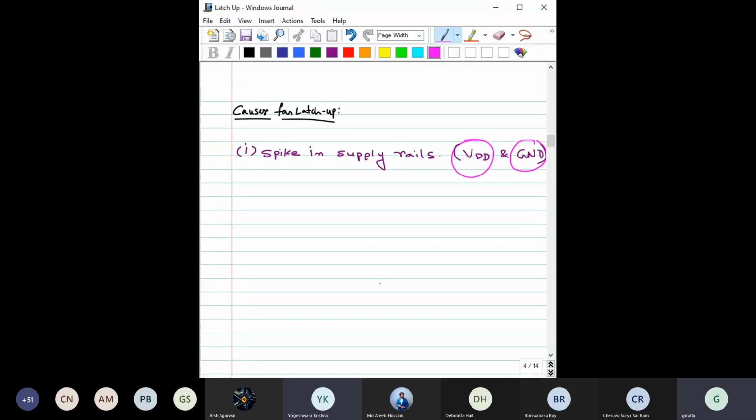Now we are saying that there might be a sudden spike because of the supply rails, right? Can you think of some practical reason why this spike might be possible?